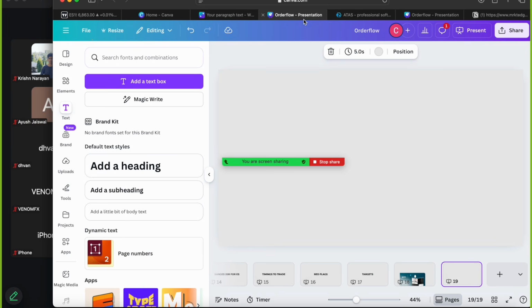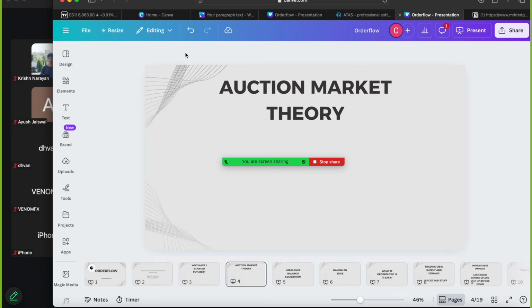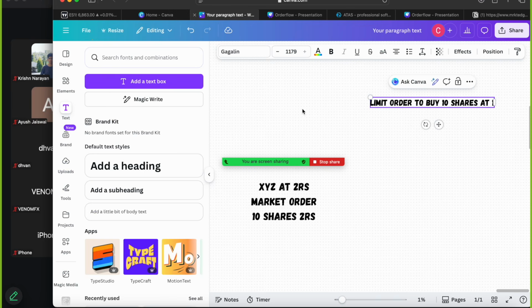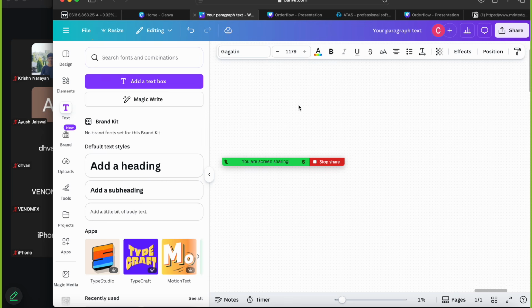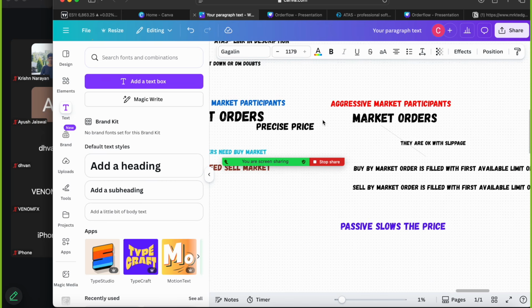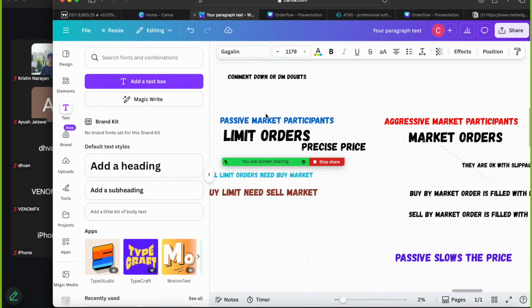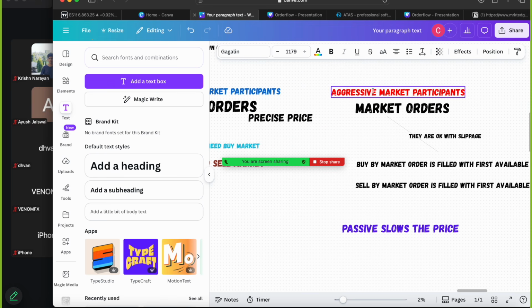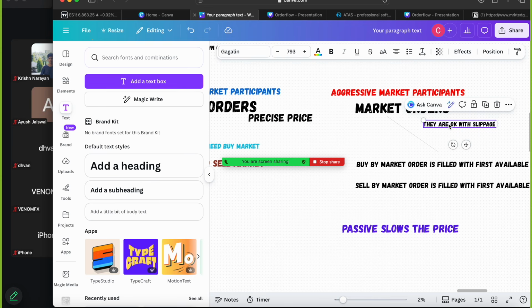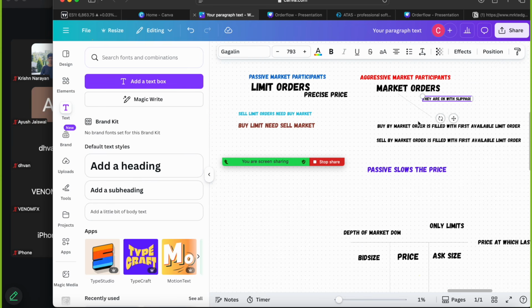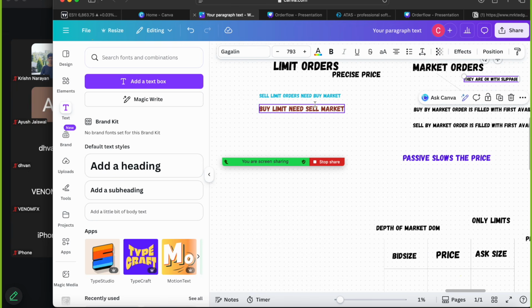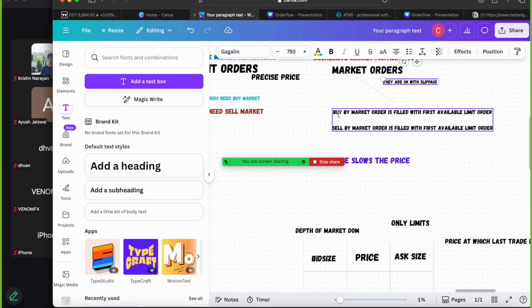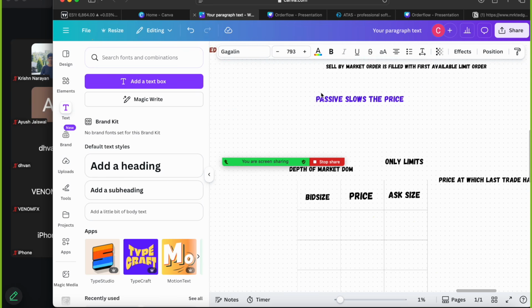So that's a little bit about the two types of market participants we have. Now, again, limit orders or passive market participants choose a precise pinpoint price to enter, whereas the aggressive market participants are okay with the slippage. They're okay with whatever the price is. Now, sell limit orders need buy market orders. Buy limit needs sell market. This can be a little bit confusing right now, so let's just leave it for now.